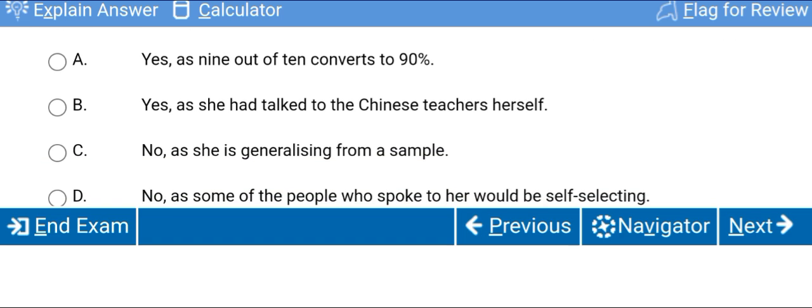Option A, yes, as 9 out of 10 converts to 90%. Option B, yes, as she had talked to the Chinese teachers herself. Option C, no, as she is generalizing from a sample. Option D, no, as some of the people who spoke to her would be self-selecting.